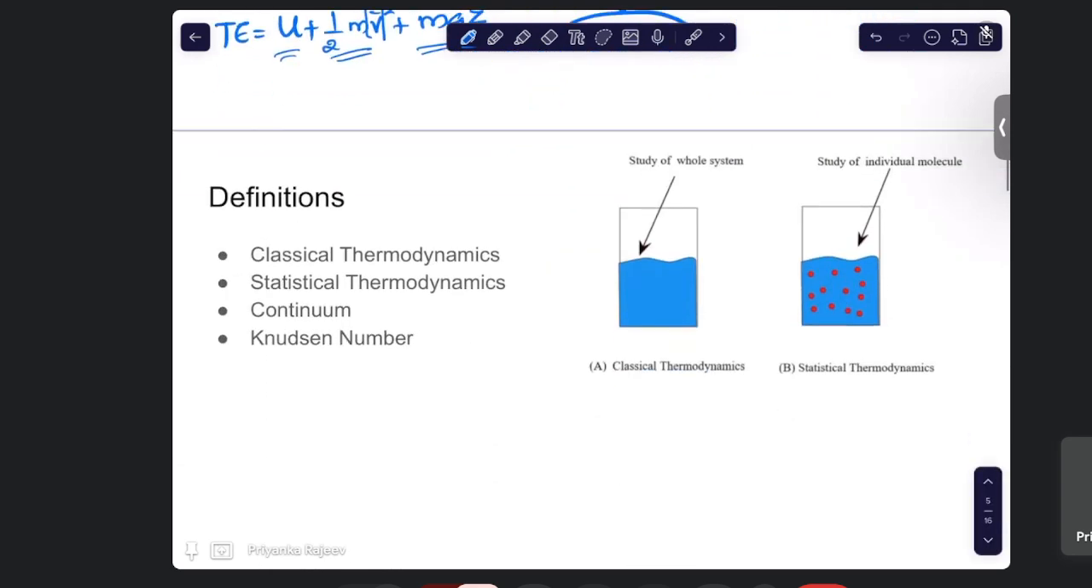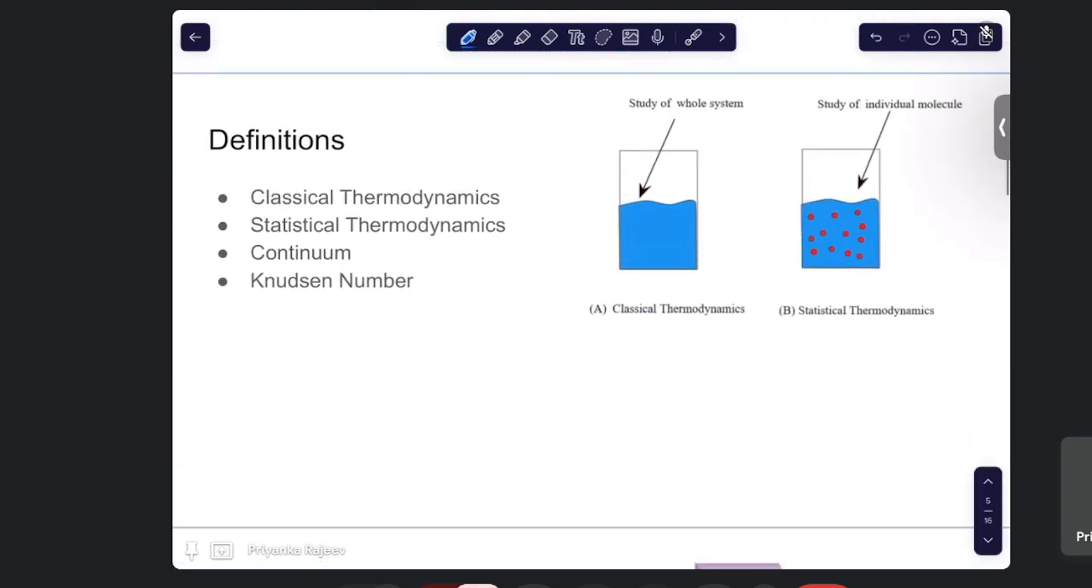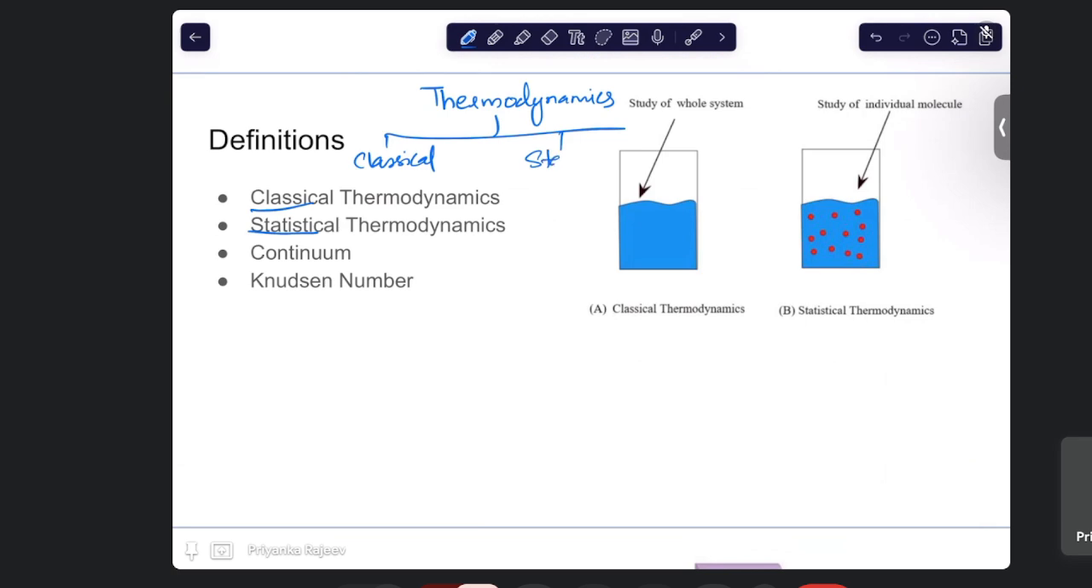Now there is a discussion on two types of approach for solving problems based on thermodynamics. One is the classical approach, another is the statistical approach. So thermodynamics has two broad or main divisions: one is classical, another one is statistical.